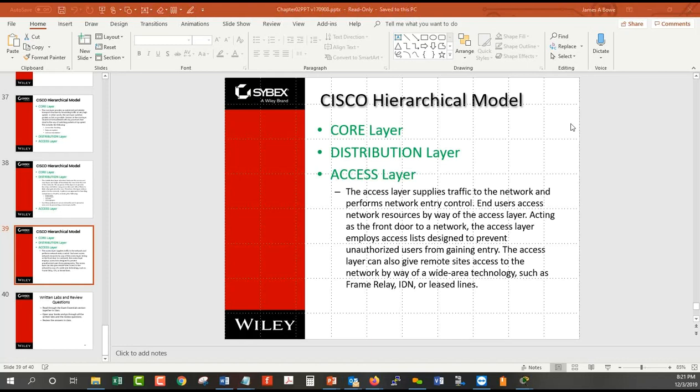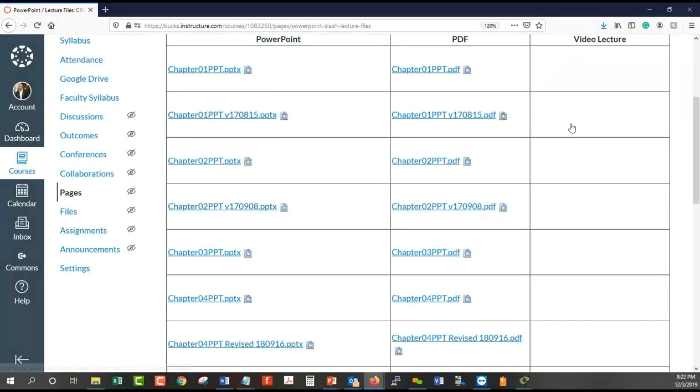So we've got that taken care of. Where am I? Here I am. And we get into chapter number 3.